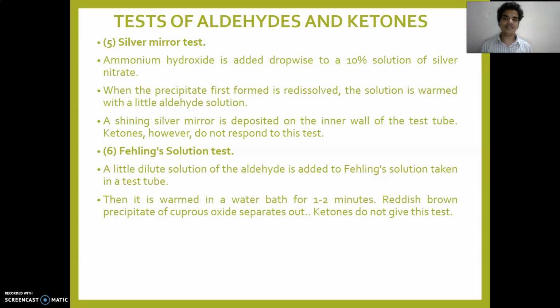The sixth and last reaction is Fehling's solution. We already discussed Fehling's solution, and this is a test for the identification of carbonyl compounds. A little dilute solution of the aldehyde is added to the Fehling's solution in a test tube. It is then warmed in a water bath for 2 to 3 minutes, and a reddish brown precipitate of cuprous oxide separates out. Ketones do not give this reaction, and aldehydes give this reaction. So we get the identification of aldehydes and ketones by all these reactions.